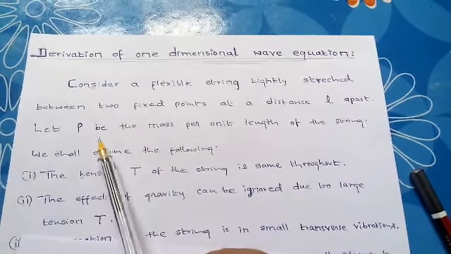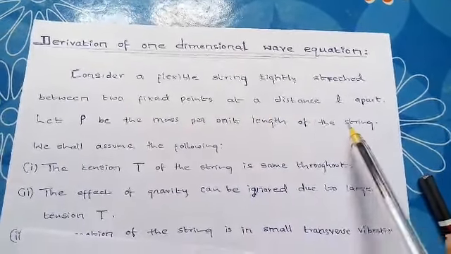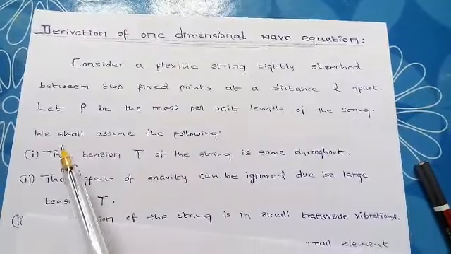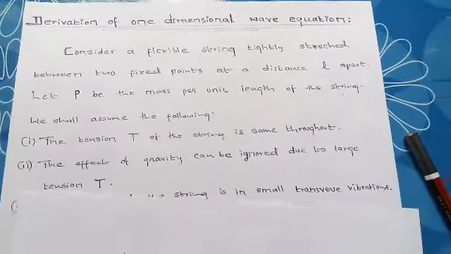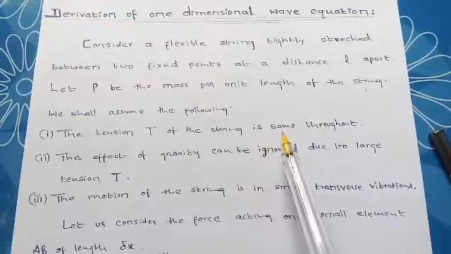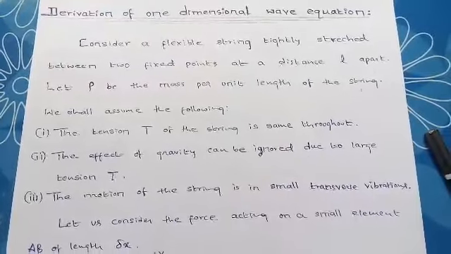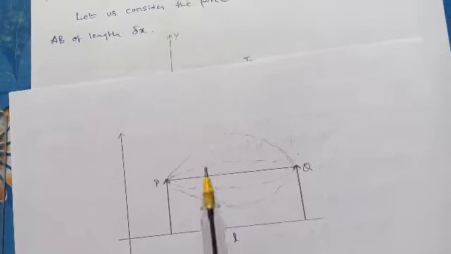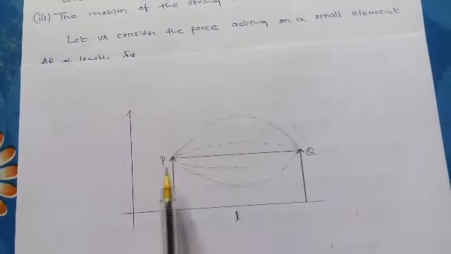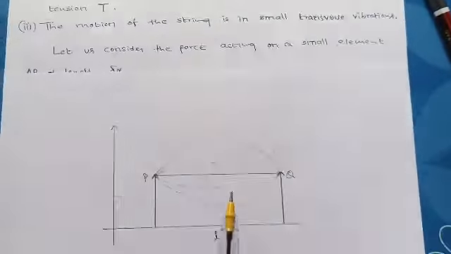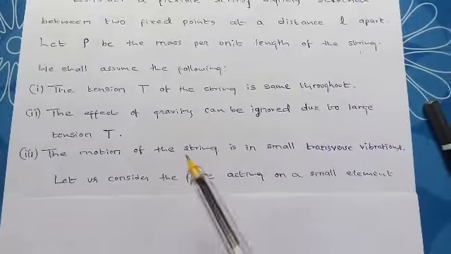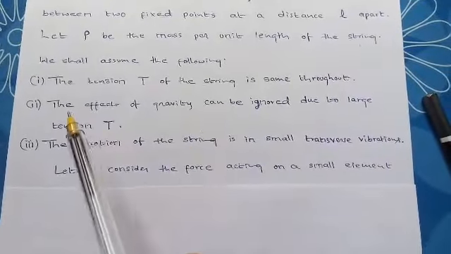Then let rho be the mass per unit length of the string. Next, we shall assume the following. The tension T of the string is the same throughout. It means the tightness between the fixed points P and Q is a constant. It means tightly stretched between two fixed points, so that tightness is called tension.